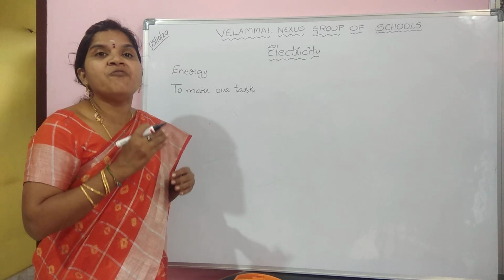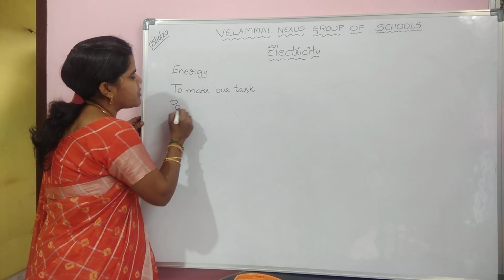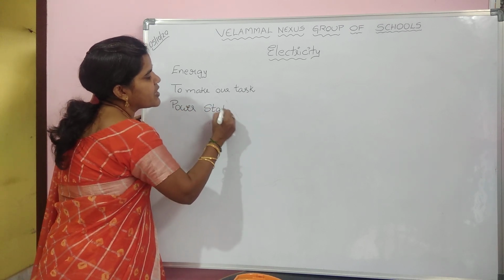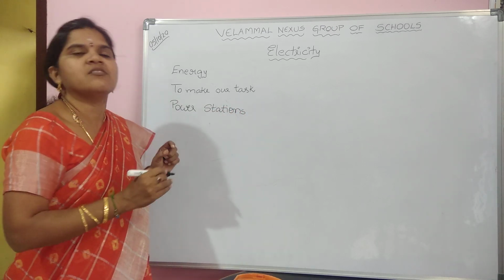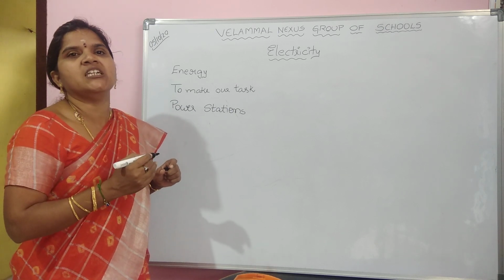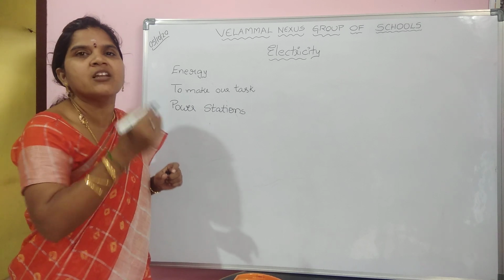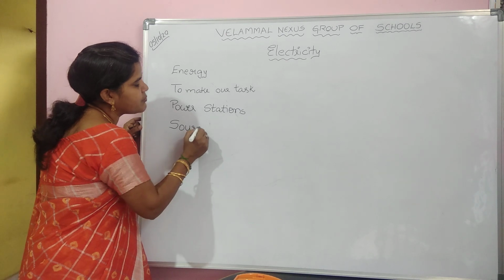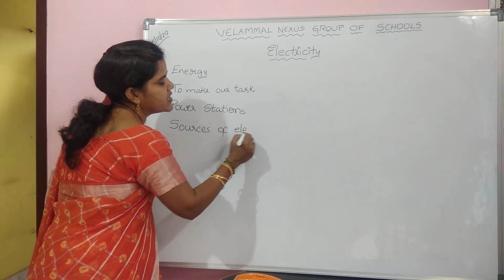Okay, children. From where are we getting this electrical energy? We are getting this electrical energy from power stations. Now, what are the different sources of electrical energy? So we are going to learn today about the sources of electrical energy. What is the meaning of sources from which we are getting electrical energy?